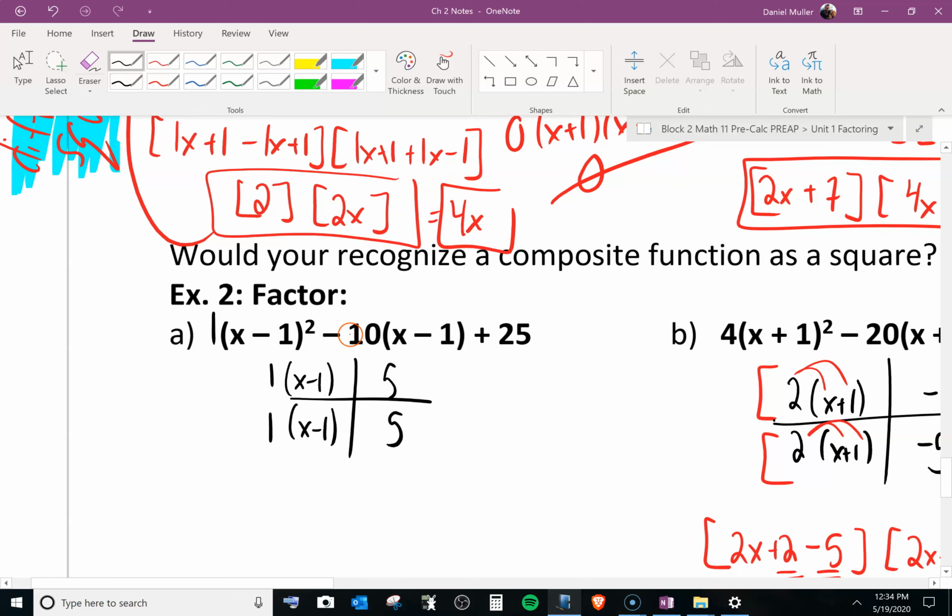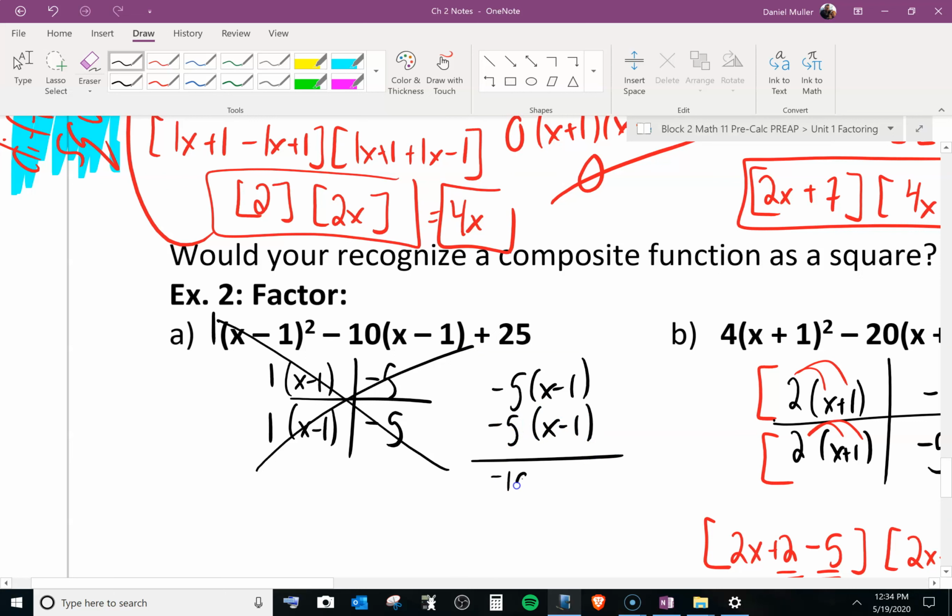Now, the middle term here is minus, but the outside is positive. So I need this to be positive, but I'm going to make them both negative. That way it stays a positive 25, but my insides will be negative. So this diagonal is a negative 5, x minus 1. This one is a negative 5, x minus 1, which if you add them will get you negative 10, x minus 1s, which is what I have.